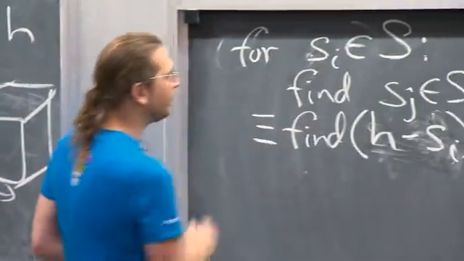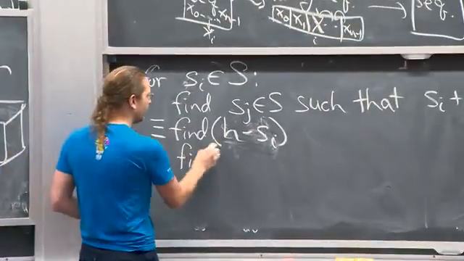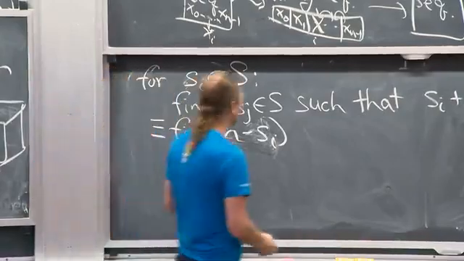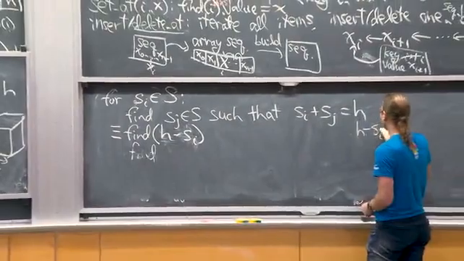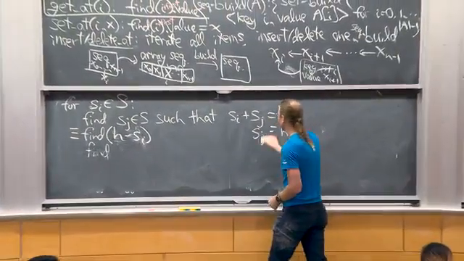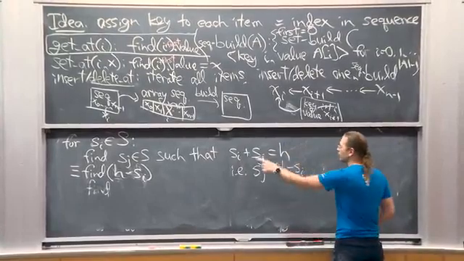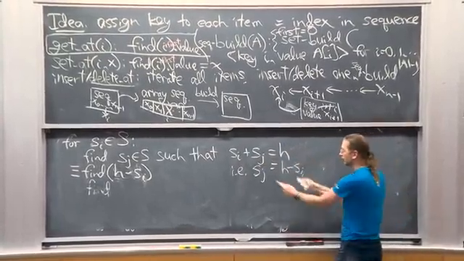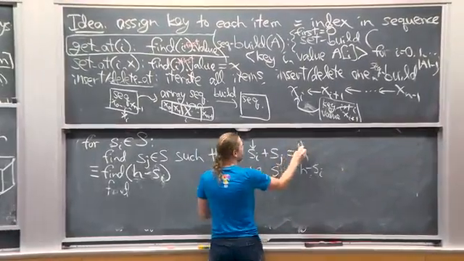So the claim is this. Why? Because what we want to do is find, well, okay. Let's see what it says over here. So if we do H minus Si equals Sj, right? So these are equivalent statements just by moving the Si over. And this is a query we can do. So let's remember, these are things we know.